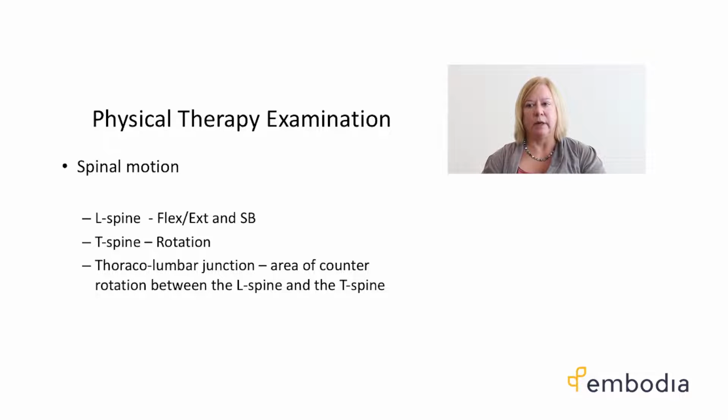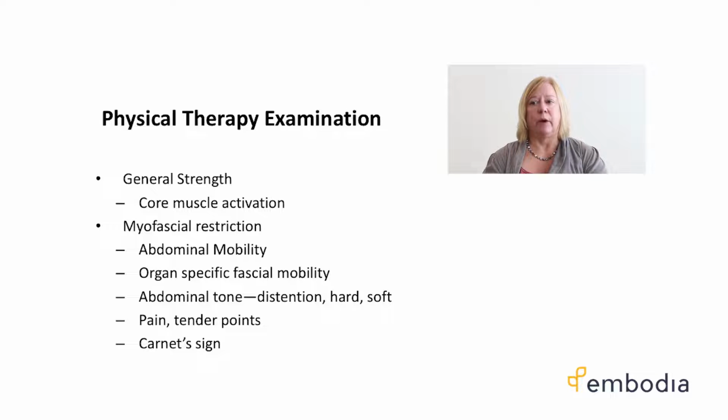Spinal motion is important to just look at: flexion, extension, side bending in the lumbar spine and the thoracic spine, and add in the rotation. One of the things that I think is really helpful is looking at the thoracolumbar junction, an area of counter rotation between the lumbar spine and the thoracic spine. Remember, T11 through L2 is where a lot of neurology for the visceral organs comes from, particularly in the GI system. Next slide. We want to continue on with general strength, core muscle activation. Can they turn those muscles on? Can they bring them on when they need them to come on?